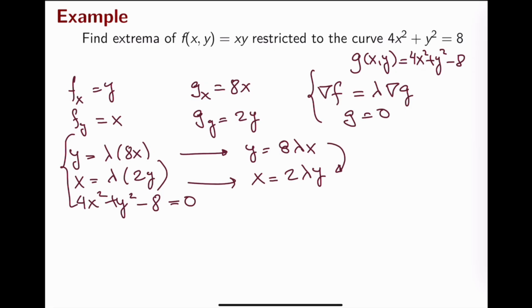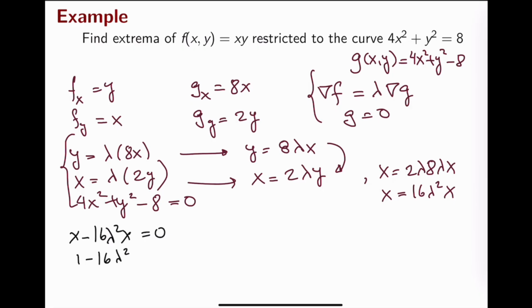We substitute this value here and we get that x is equal to lambda y, but y is 8 lambda x. So we get that x is equal to 16 lambda squared x. We get that x minus 16 lambda squared x is equal to 0. So we take a common factor x and we get that (1 minus 16 lambda squared) times x is equal to 0.